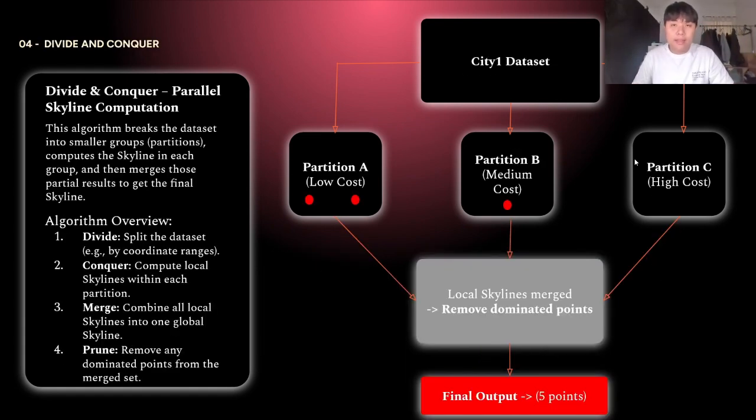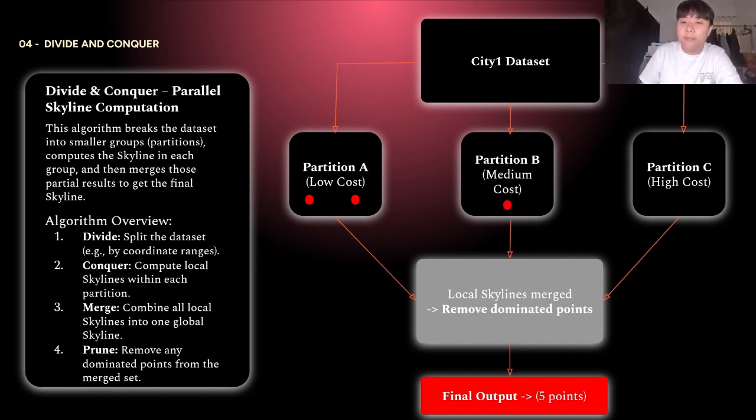All right. Lastly is divide and conquer. This also uses R-tree, and in essence the difference is that it divides the data into two sections. In the middle it divides, and that's where we check for the skyline points, which again are in the low cost and the medium cost. After all that, we merge them into a local result, and then we remove the dominated points. Of course, the final output is the same for all skyline algorithms. It's about 5 points.